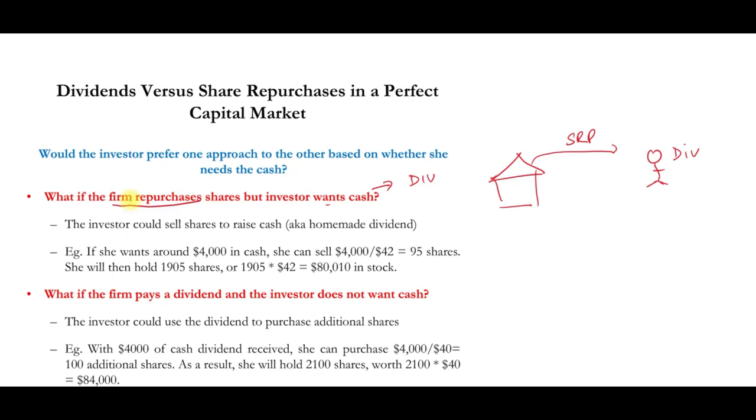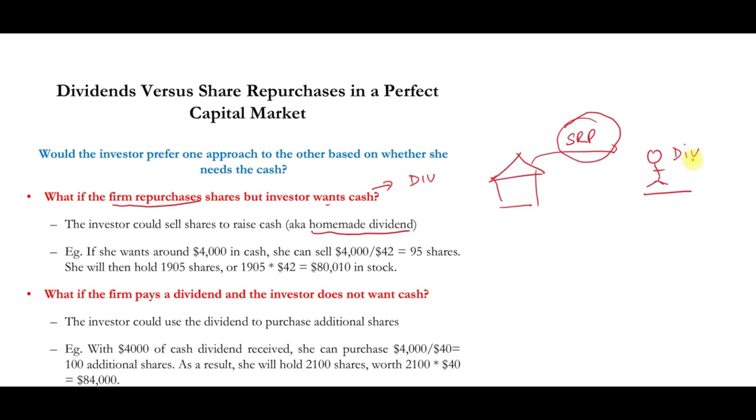The investor could sell shares to raise cash. This is called a homemade dividend. This is a very easy case, because he wants dividends but the company is not paying any dividend. Instead the company bought back its own shares. So what's the solution for this investor?